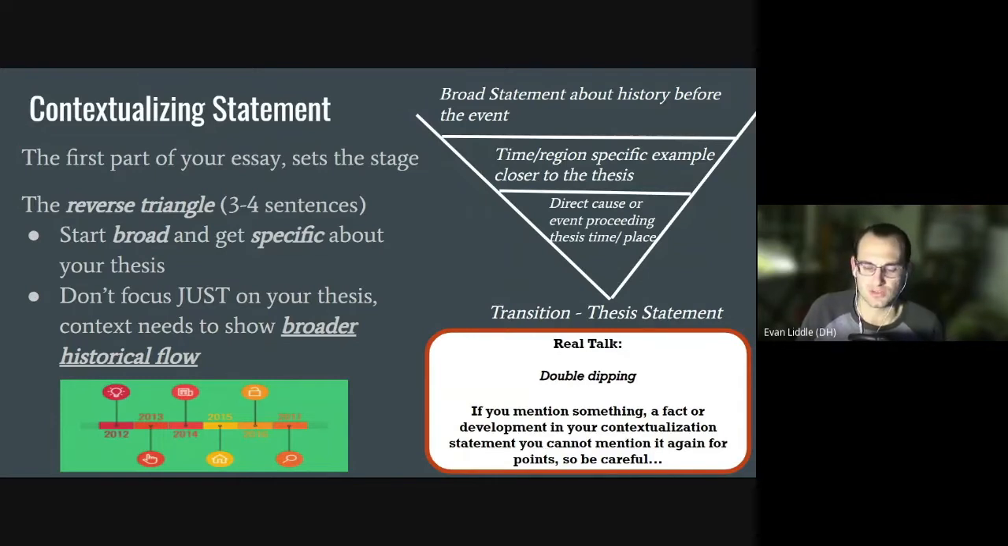One last thing I want to talk about with contextualization statements is called double dipping. If you mention something in your contextualization statement, a fact, a development, a person, a place, you cannot mention that again for points, because double dipping is not allowed.